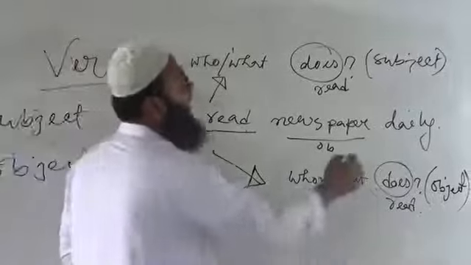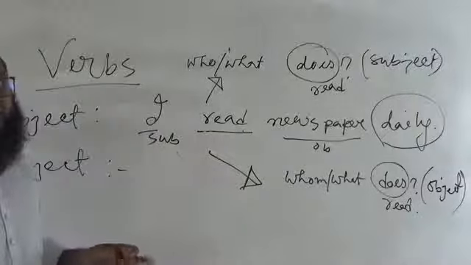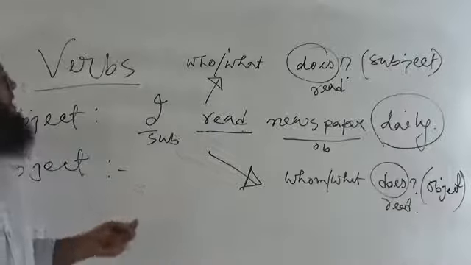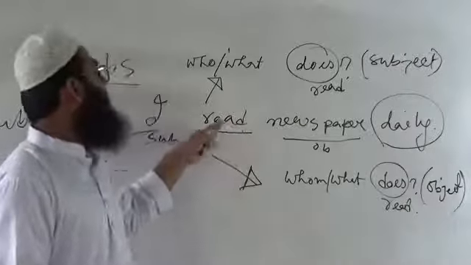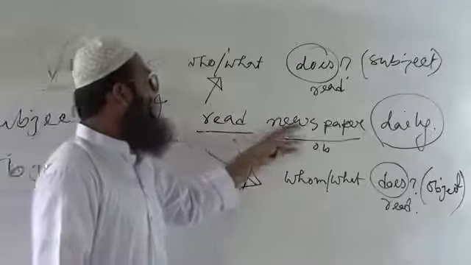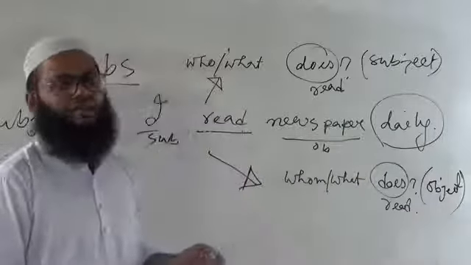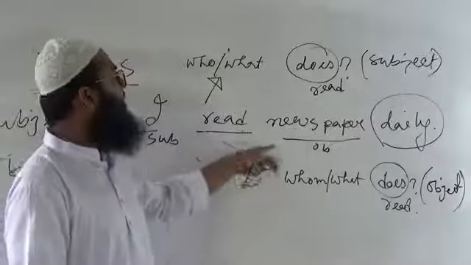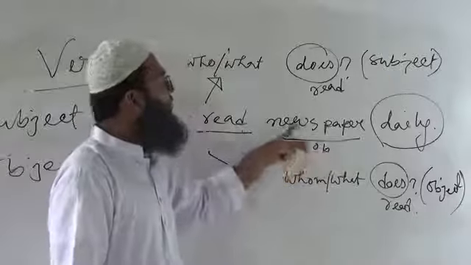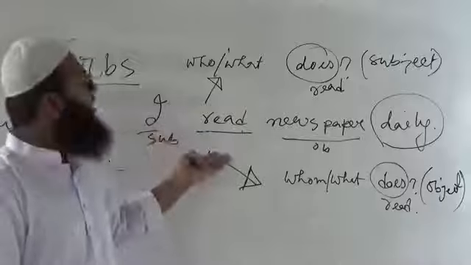Here we have another word like daily. It's definitely confusing. Now newspaper, we know that the object will sit after the verb. That means there are two words like newspaper and daily. What will be the object? If I follow the techniques, then I will be able to find out the subject and object easily.